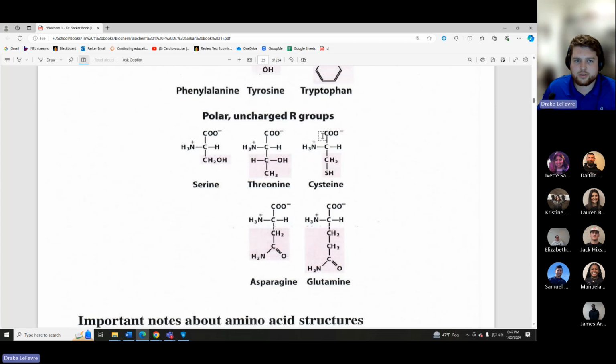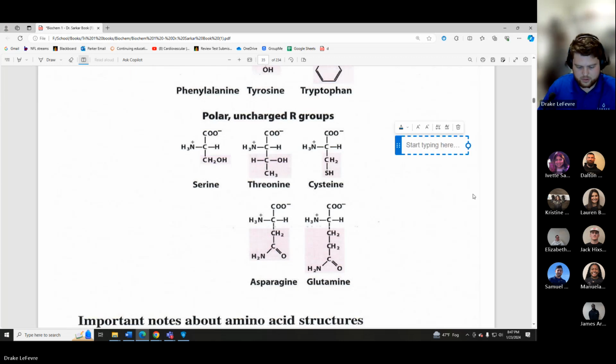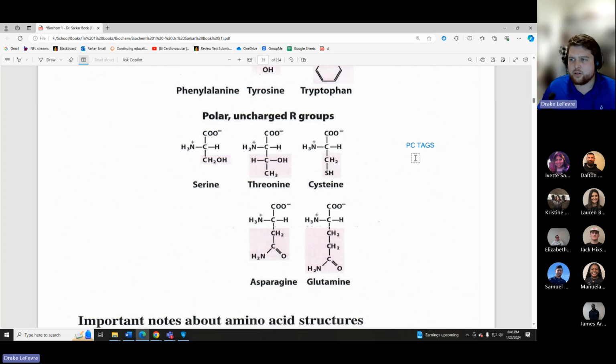You have the polar ones. Again, you can make something up, like PC tags. P for polar, C tags gives you the rest. Anything that's a little bit easier to help you remember. Just make something up, and then practice them multiple times on different days, forcing yourself to recall the information.